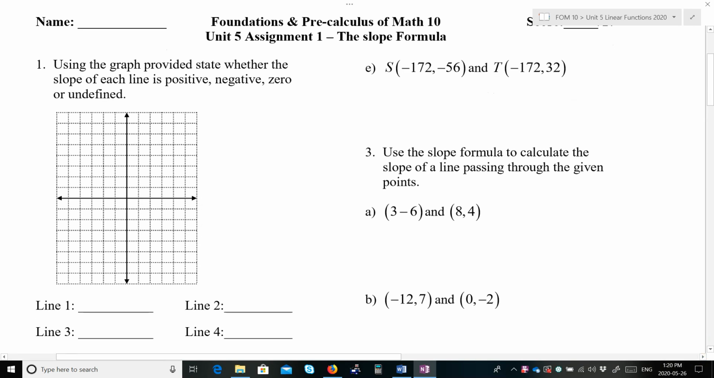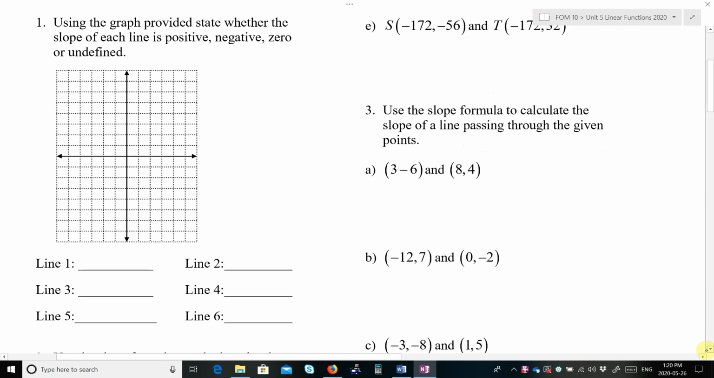Number 1 says, using the graph provided, state whether the slope of each line is positive, negative, 0, or undefined. And then it proceeds to show you a graph without any lines on it. At least mine doesn't have any. So, why don't we just go over some examples just as a review for you.